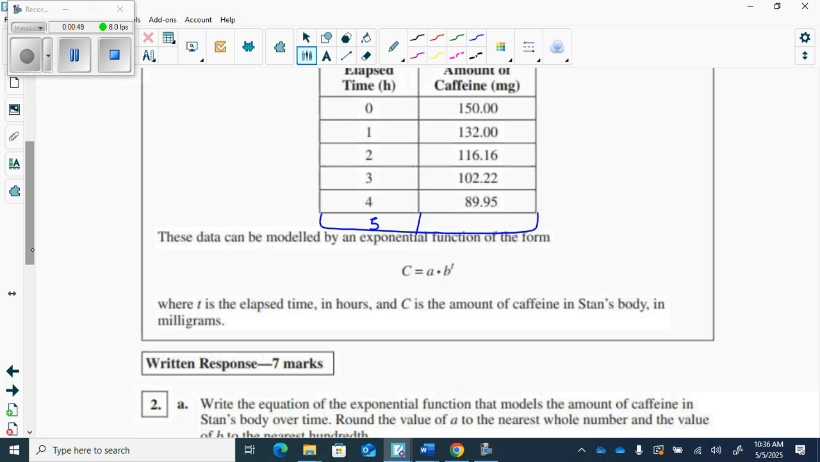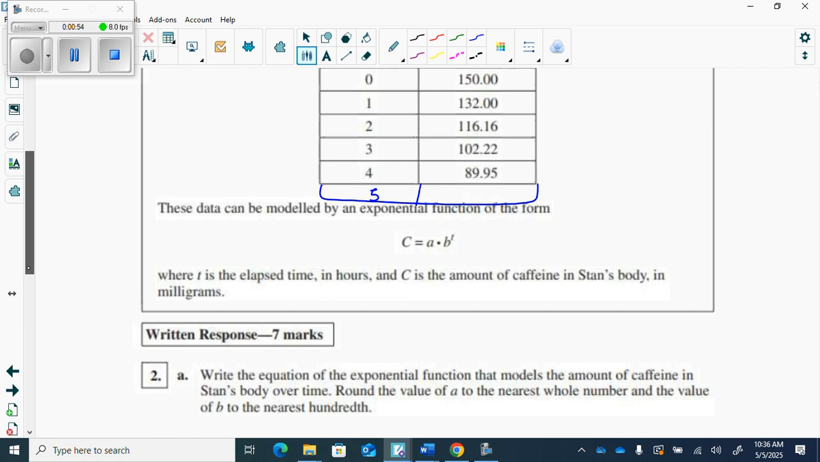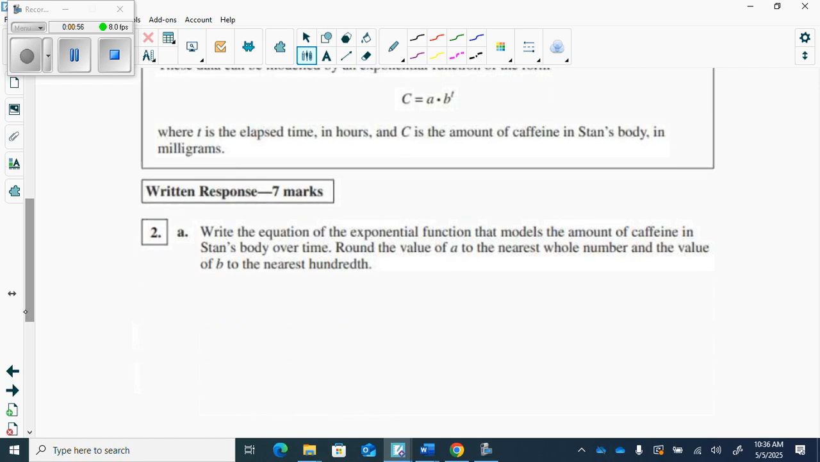And then we want to calculate it, where t is the time elapsed in hours and c is the amount of caffeine in his blood. Write the equation of the exponential function that models the amount of caffeine in Stan's body over time, rounding the value of a to the nearest whole number, that's no decimal places, and b to the nearest hundredth. We want you to write the equation out. Now look at the equation. The equation is c equals a times b to the t. You have to use that equation, correct? You can't use y because you feel like it.